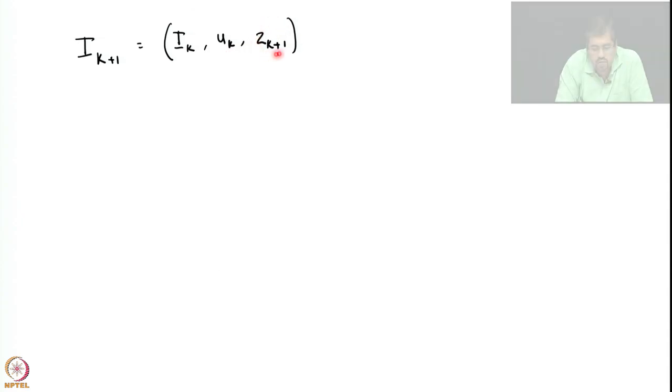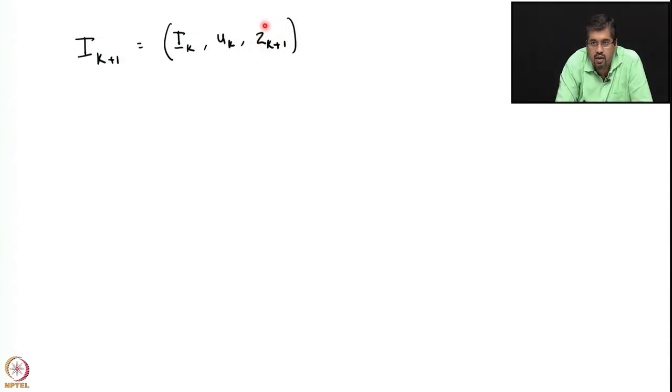So the reduction proceeds in the following way. Notice that we have this equation to begin with. We always have i_{k+1} = (i_k, u_k, z_{k+1}). So this is the information that we have at time k+1. The information at time k+1 comprises all the information that you had at time k, the action you chose at time k, and the new observation z_{k+1} that you got at time k+1. This is your information vector at time k+1.